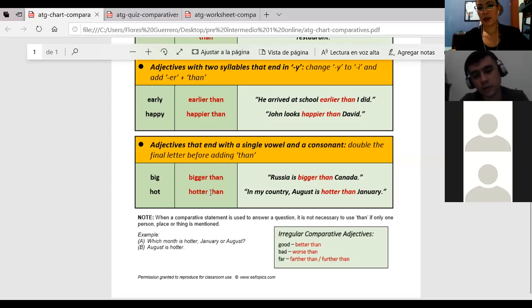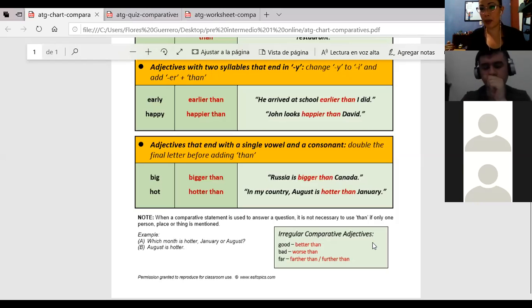Okay. Y también hay adjetivos irregulares. Son los que están acá abajo. Estos son irregulares. ¿Qué quiere decir irregular? Es que no siguen esa regla. Por ejemplo, el adjetivo good. No puedo decir gooder, sino que cambia a better. Y luego le agrego el than. Good cambia a better than cuando estoy comparando.